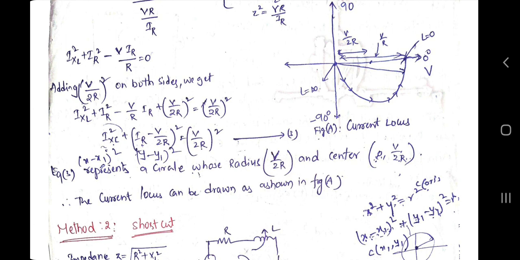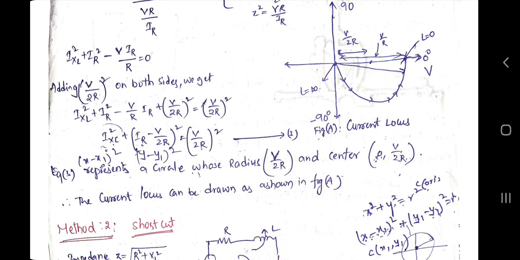So the center point is 0 comma V by 2R, because we already know this is the circle representation. The center point is 0 comma V by 2R, that is 0 on the x axis and V by 2R on the y axis. Now the current locus can be drawn in the figure.